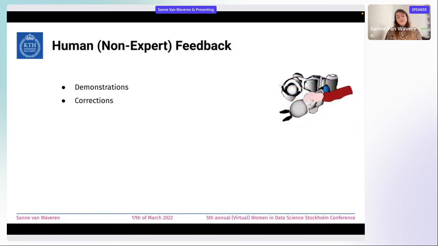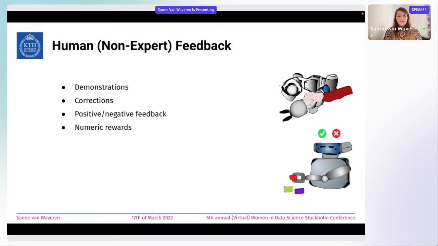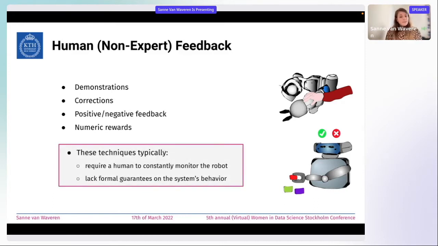And using non-expert feedback has become increasingly interesting to correct robot behaviors through demonstrations or corrections of the learned behavior, or through positive and negative feedback, which can take the form of numeric rewards. However, these techniques typically require the human to constantly monitor the robot throughout the whole process, and they lack formal guarantees on the system's behavior.